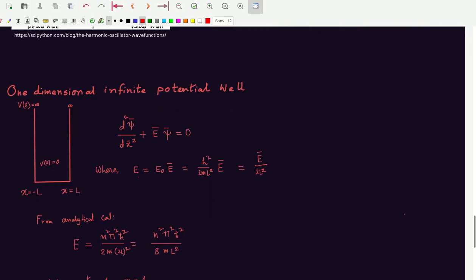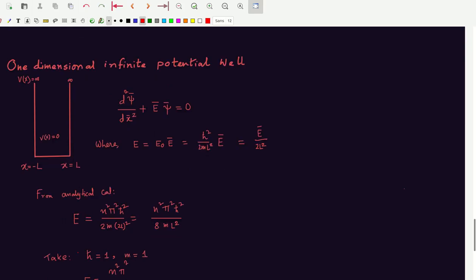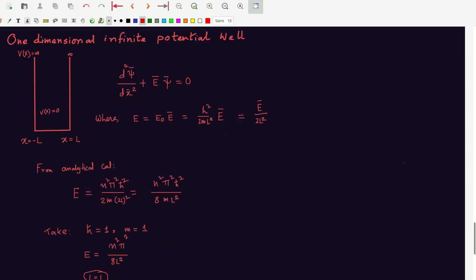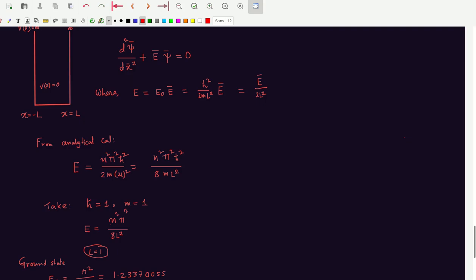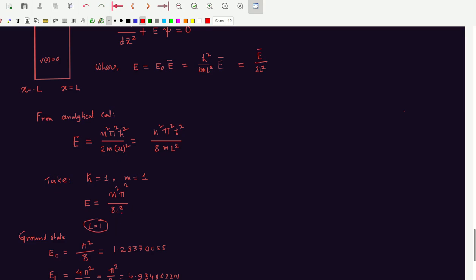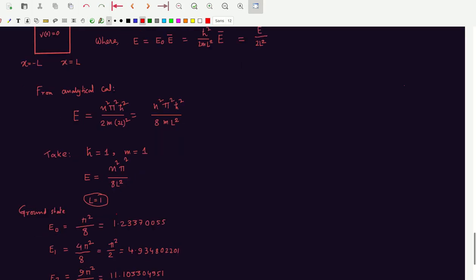Here we know E equals E0 E bar, and E0 is h bar square by 2mL square, and E bar by 2L square if m is 1. For analytical calculation, we know E is n square pi square h bar square divided by 2m (2L) square. That means, if we take h bar equals 1, m equals 1, the energy eigenvalues are n square pi square by 8L square. If we make L equals 1 for numerical calculations, then E0 will be pi square by 8.